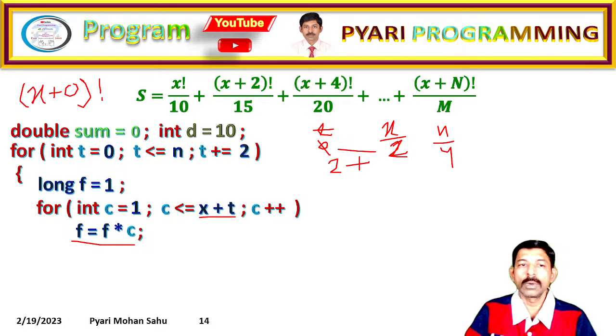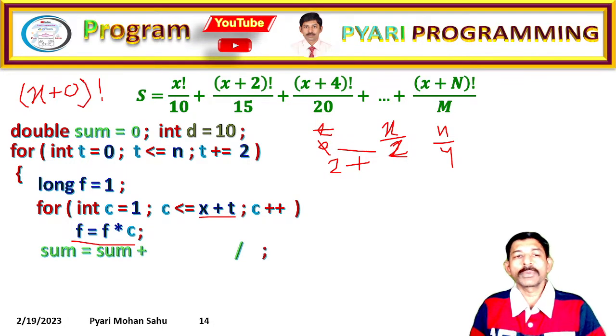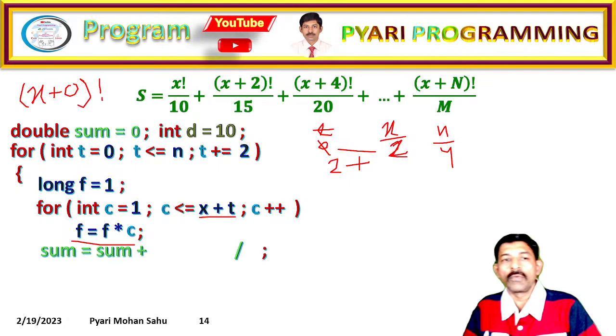Factorial part understood? Then we have the sum part, which is quite easy for everyone.